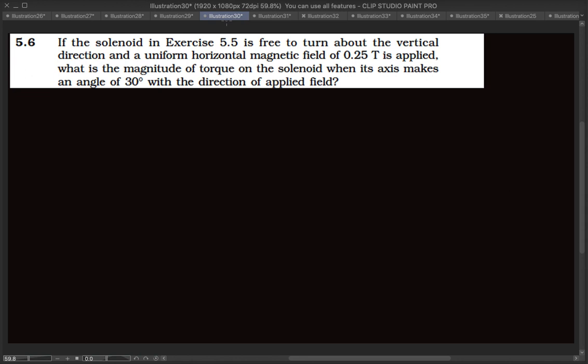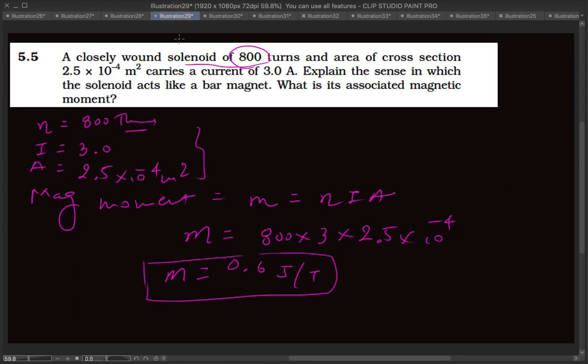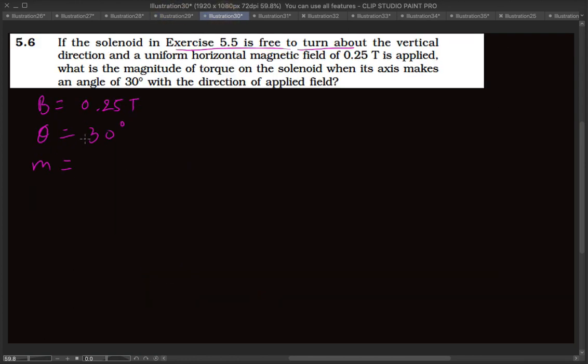Now my exercise example number 5.6. 5.6 is associated with 5.5's data, because in exams, whenever they ask such types of examples, they ask 5.5 and 5.6 combined. So you have been given the magnetic field B equal to 0.25 Tesla, and theta, which is 30 degrees. We have found the magnetic dipole moment from the previous example, that is 0.6 joule per Tesla.